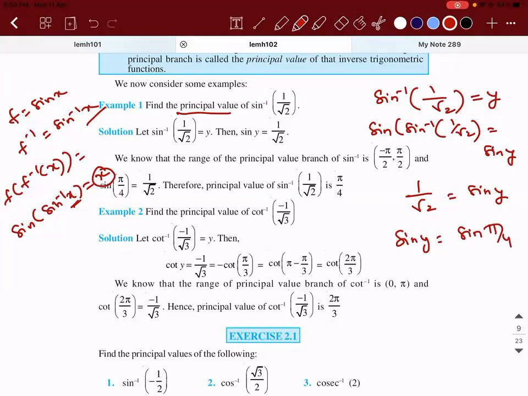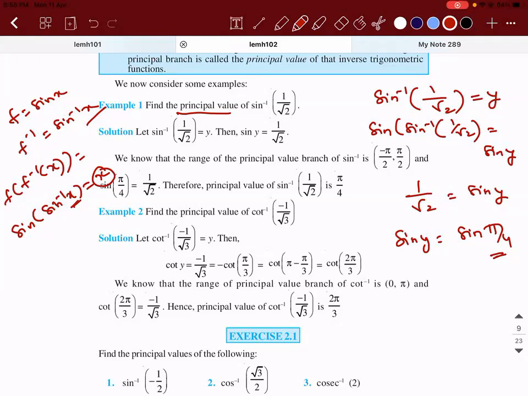But the thing you need to be careful about here is that you should not write any value outside its restricted domain. That is, you should not write any value outside minus pi by 2 to pi by 2. What is your table telling you? When you take that value, 1 by root 2, and substitute it in sine inverse, it should give you a value only between minus pi by 2 to pi by 2. You can ask me a question, sir, sine 5 pi by 4 is also 1 by root 2.